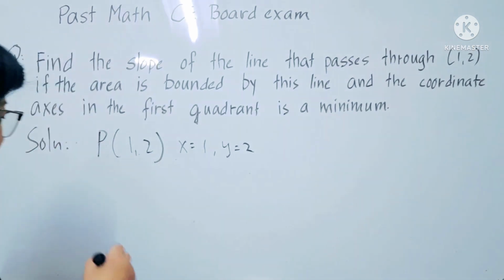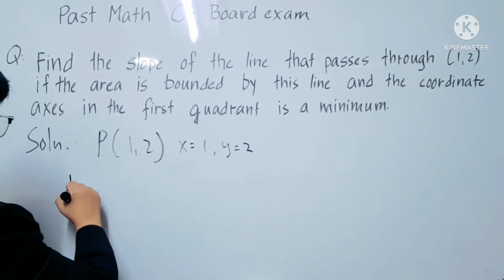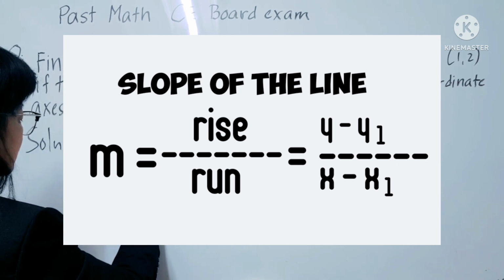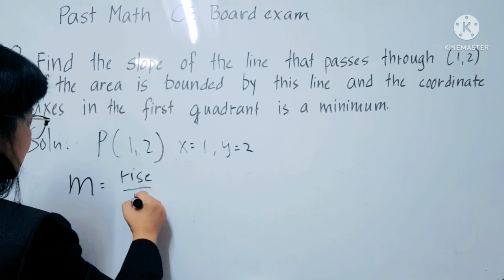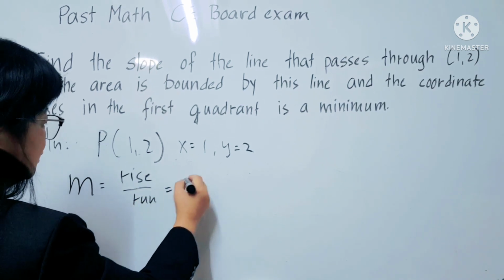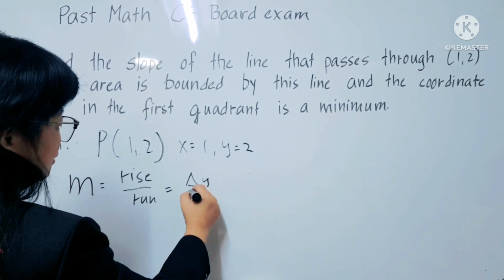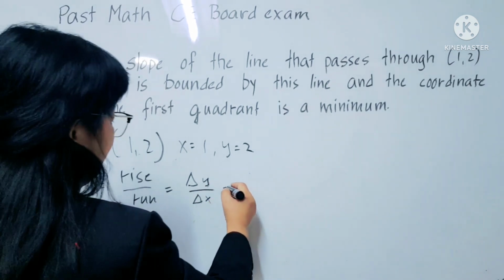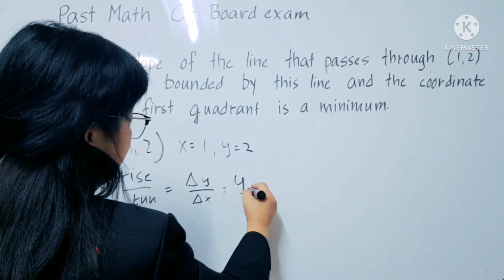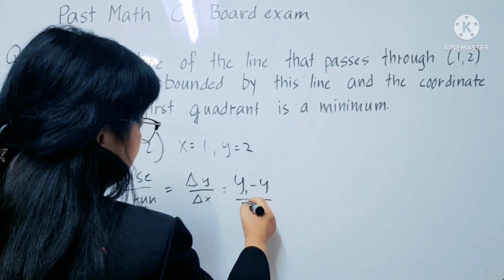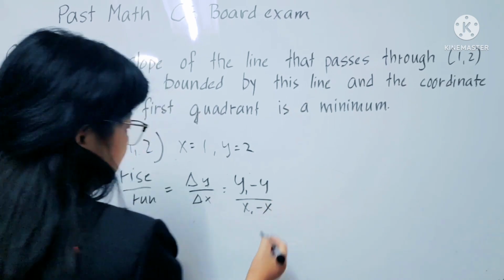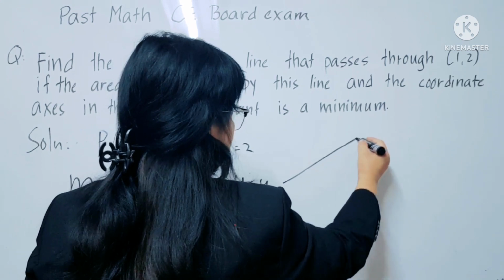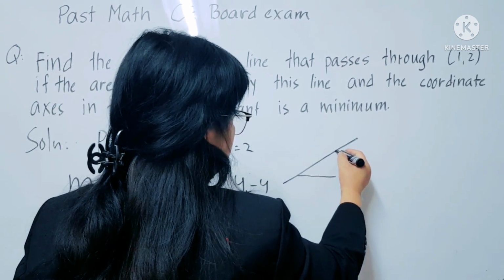So we know that the symbol of the slope of the line in mathematics is m, which is the rise over the run, which is equal to the change in y over the change in x. It looks like this. For example, this is the slope of the line.